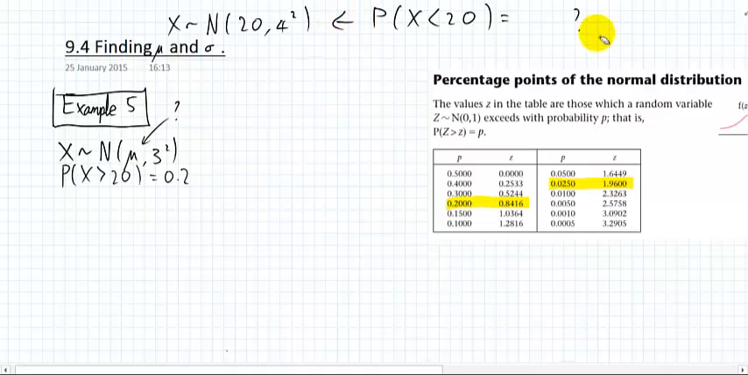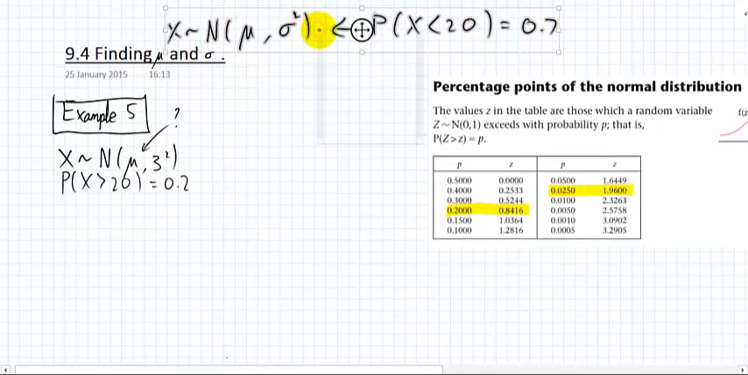We will be given a value of probability, and we will be asked to work out either the mean or the standard deviation, or in some cases both. So let's have a look at an example.